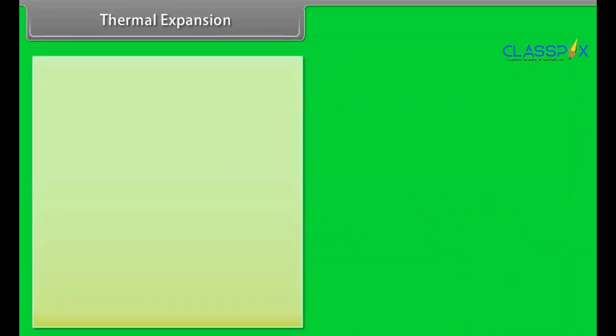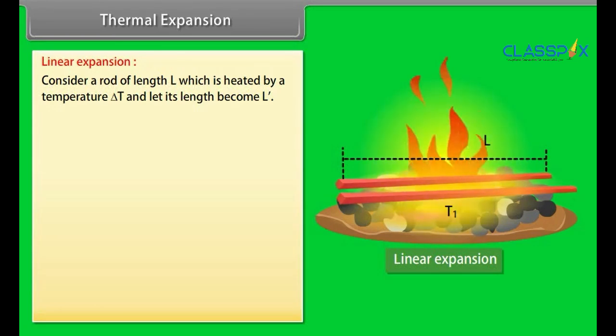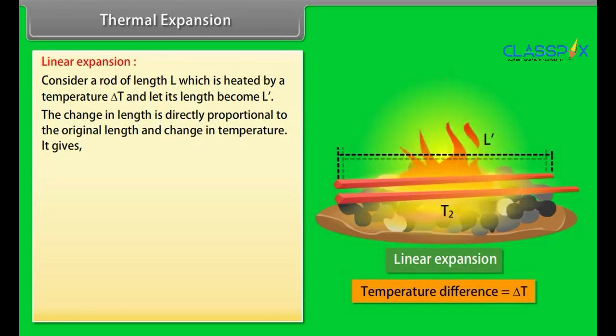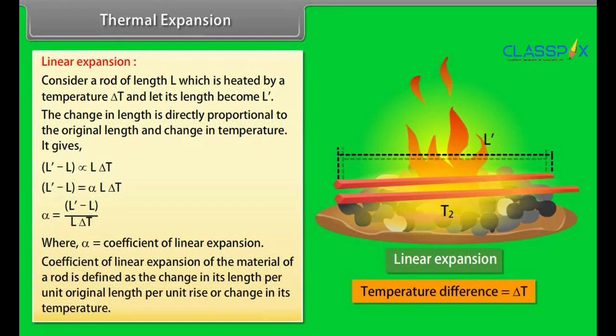Linear expansion. Consider a rod of length L, which is heated by a temperature ΔT, and let its length become L'. The change in length is directly proportional to the original length and change in temperature. It gives L' - L is directly proportional to LΔT, or L' - L = αLΔT. Value of α = (L' - L)/(LΔT), where α is the coefficient of linear expansion. Coefficient of linear expansion of the material of a rod is defined as the change in its length per unit original length per unit rise in its temperature.